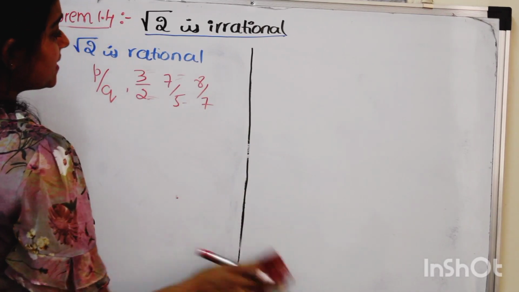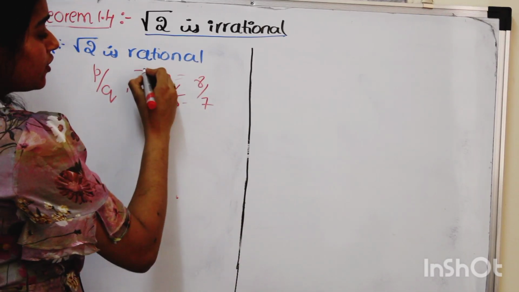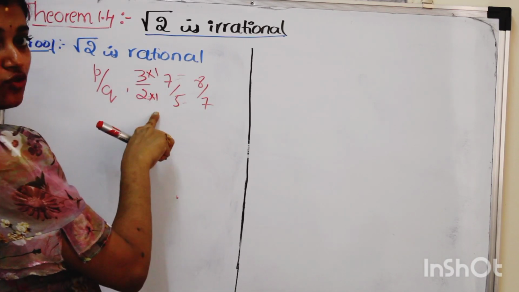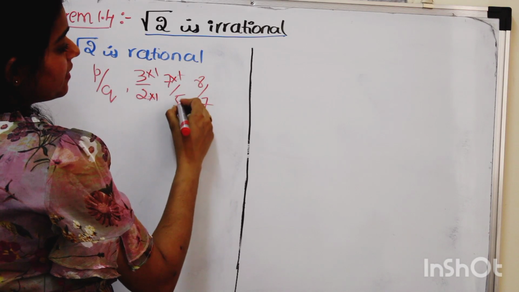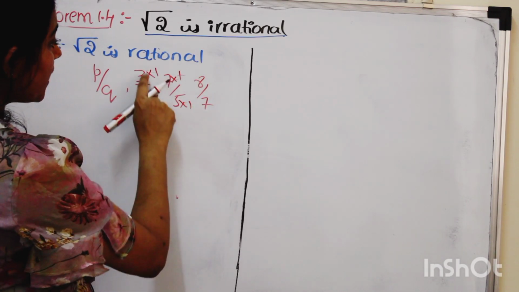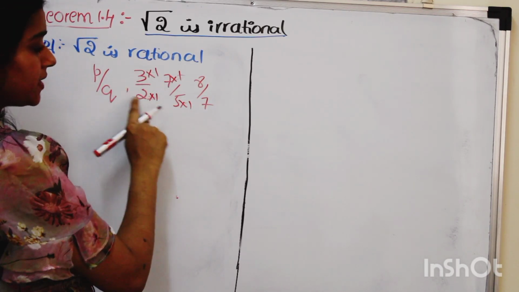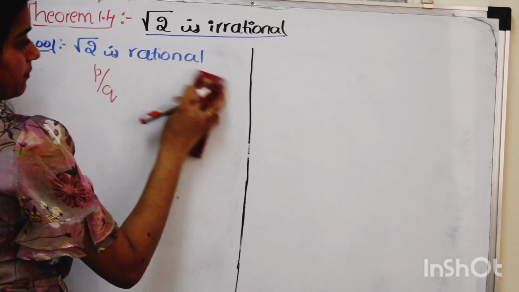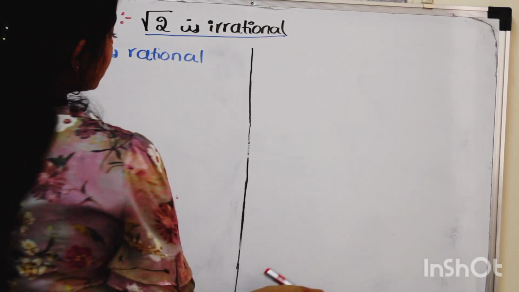If you consider the number 3 by 2, you can write 3 as 3 into 1 and this can be written as 2 into 1. Here you can't see any common factors, right? So these types of numbers are called co-prime.